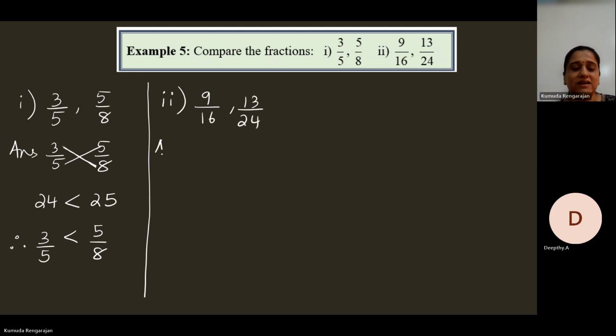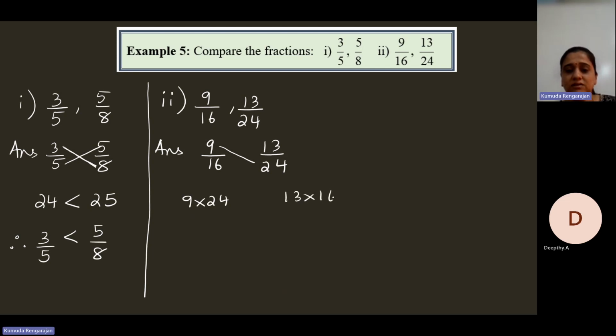Let's do this also together. Tell me. First, write the fractions like this. Then multiply this and write the product here. What is 9 into 24? You should write 9 into 24 here. And then the product 13 into 16 here. So what is 9 into 24?